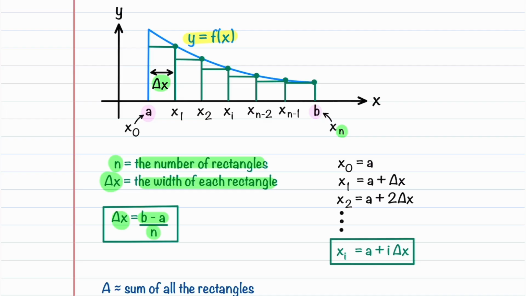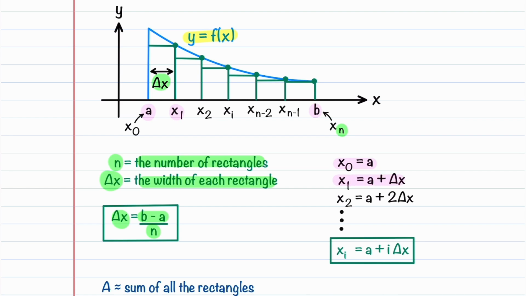Now we need to find a formula for each point between a and b. We'll start with our first point, and we're going to label it x sub 0, and it's equal to a. A is the left-hand endpoint. And then our next point, x1, is just going to be a plus delta x. And then x2 is going to be a plus 2 delta x. And then there may be a lot more rectangles, but then we're going to get to a general point, and we're going to call that point x sub i, and it is equal to a plus i delta x.